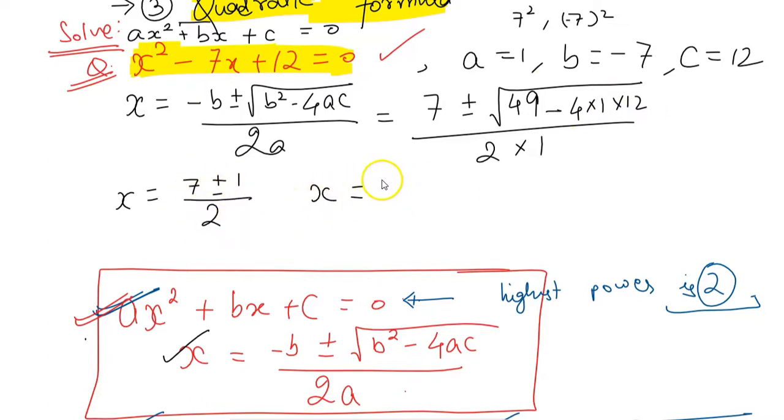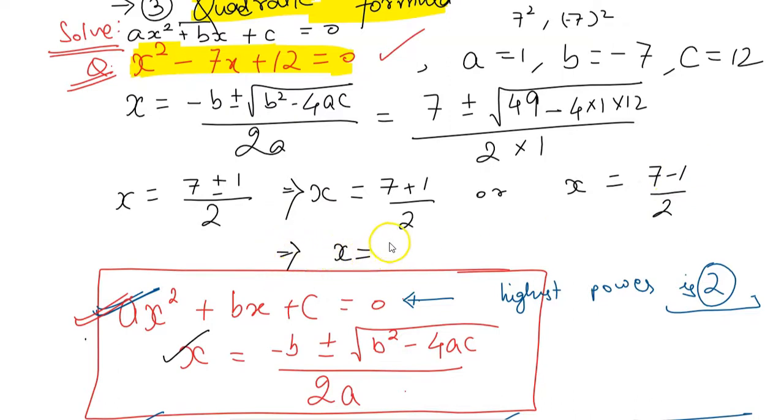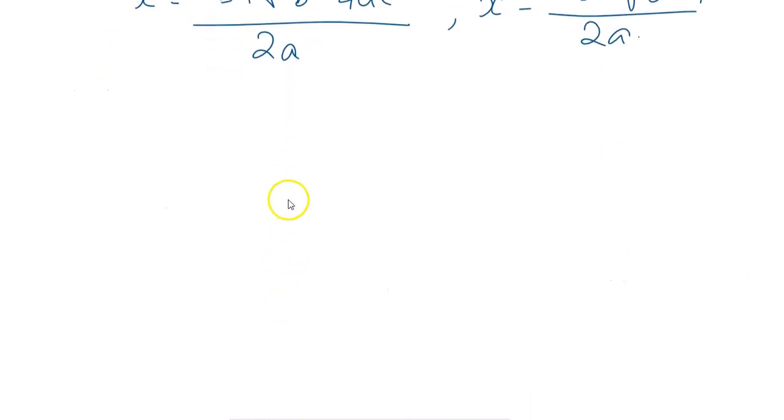So x will be 7 plus 1 by 2, or x will be 7 minus 1 by 2, and this gives us the value of x as 8 by 2, that is 4, or x as 6 by 2, that is 3, which can be applied to this quadratic. See, this is a part of the mathematical syllabus that we are completing, just a small part. So this is the last question on quadratic. We should be able to do this in order to ace it completely.